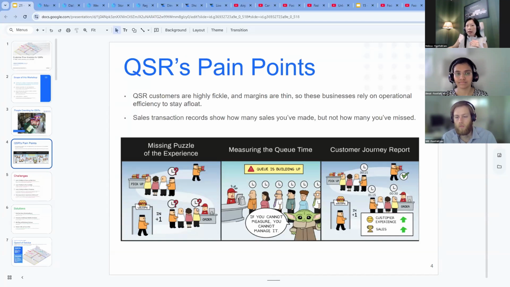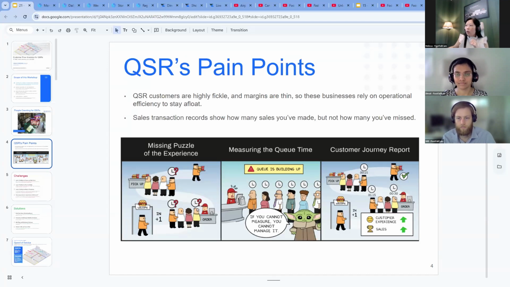So what do we mean by the missing puzzle? You have a lot of data from your sales and so forth, but how long is the queue? How long are they waiting to order and then waiting to pick up? And after the pickup, do they dine in or take away? All these are the missing puzzle that your sales and POS data cannot give you. Those are the blind spots we're hoping to fill in the gaps for you.